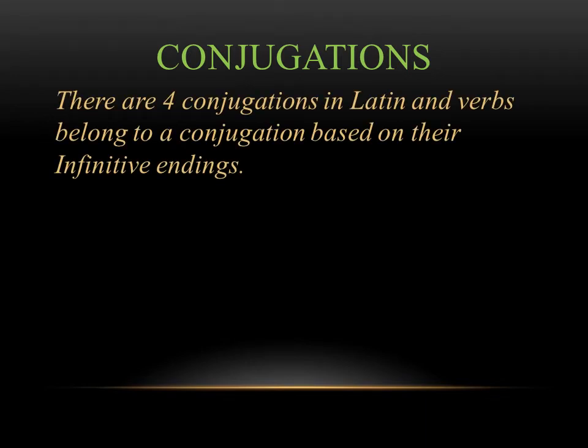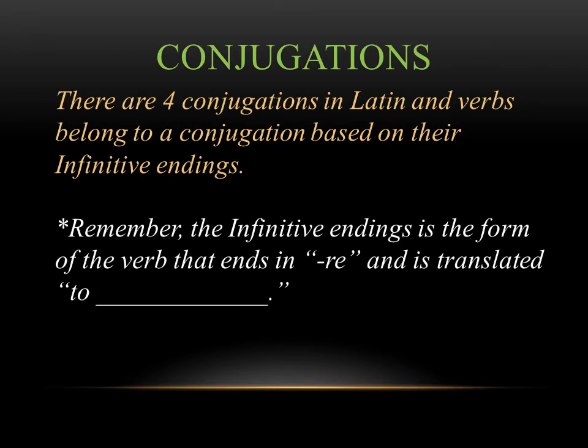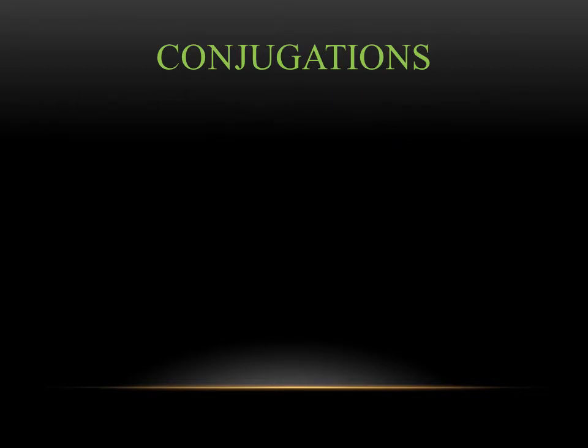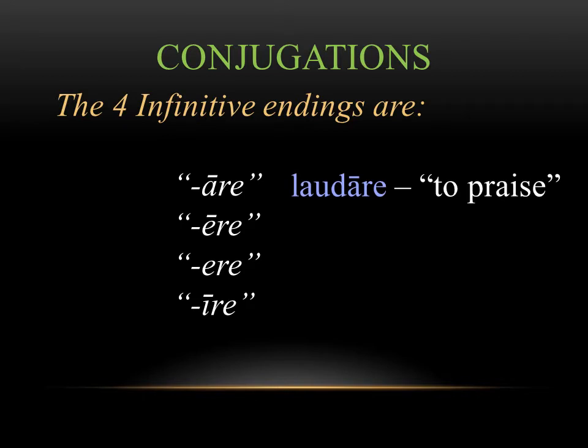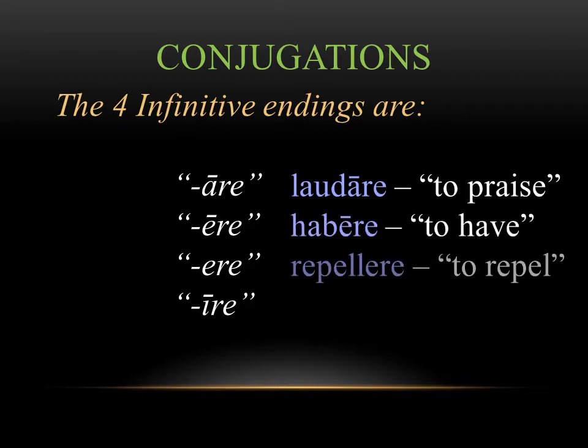There are 4 conjugations in Latin, and verbs belong to a conjugation based on their infinitive endings. You want to remember, the infinitive ending is the form of the verb that ends in re, and it's translated to do something. The 4 infinitive endings in Latin are are, long ere, short ere, and ire. So for instance, you might have a verb laudare, which means to praise, or habere, which means to have, repellere, to repel, and audire, to hear.